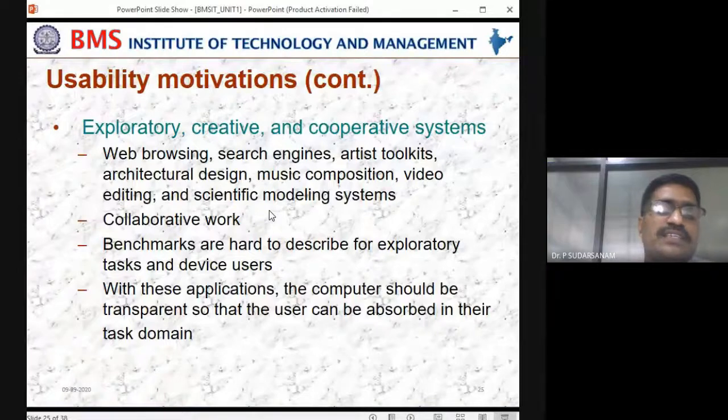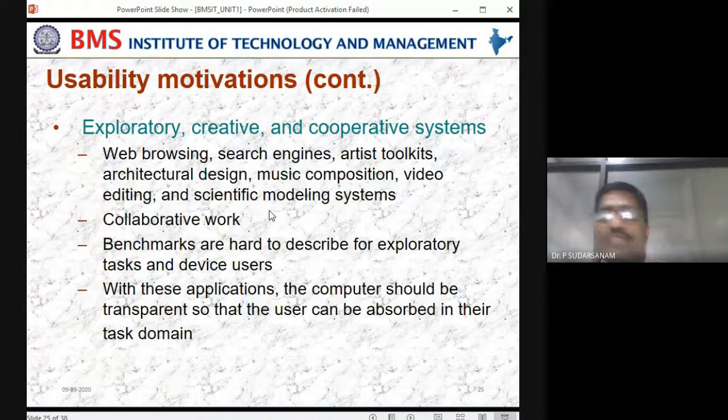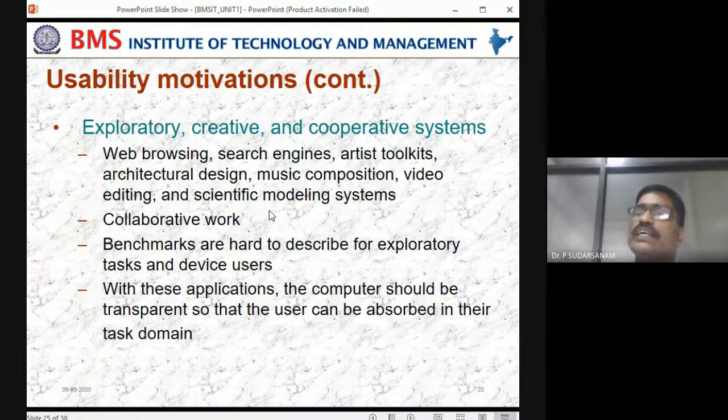Next, with these applications the computer should be transparent so that users can be observed in their task domain. If you give tools that are easy to utilize, through user interfaces, or give the link, they will use this and get the knowledge and expertise in that, and they will be able to implement it easily. That is the usability motivations.